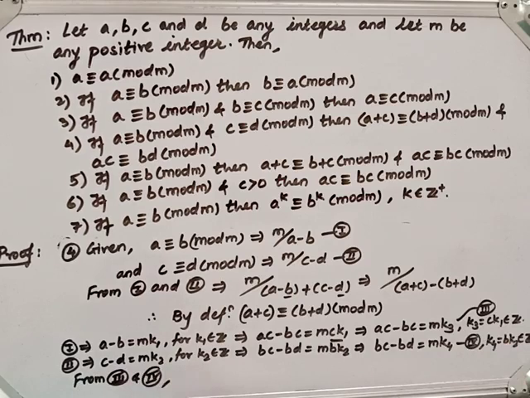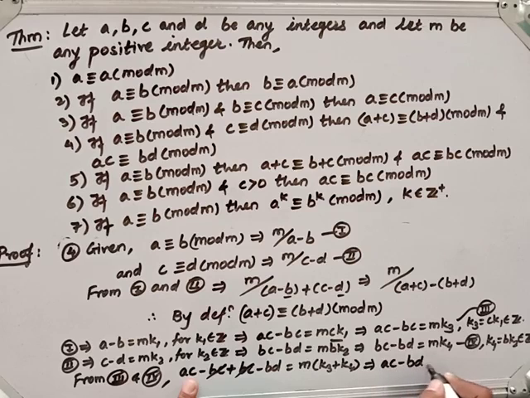Now from 3 and 4 what do we get? Look at here, ac minus bc, bc minus bd. So let us add them. What does it give? Adding, ac minus bc plus bc minus bd, this is the left hand side, and on the right hand side, let me take m common, it will be k3 plus k4. Addition we are doing. Now this gets cancelled here. So what do we get here? These two terms are left. ac minus bd is equal to m into, suppose, k, where this k is k3 plus k4. That is an integer.